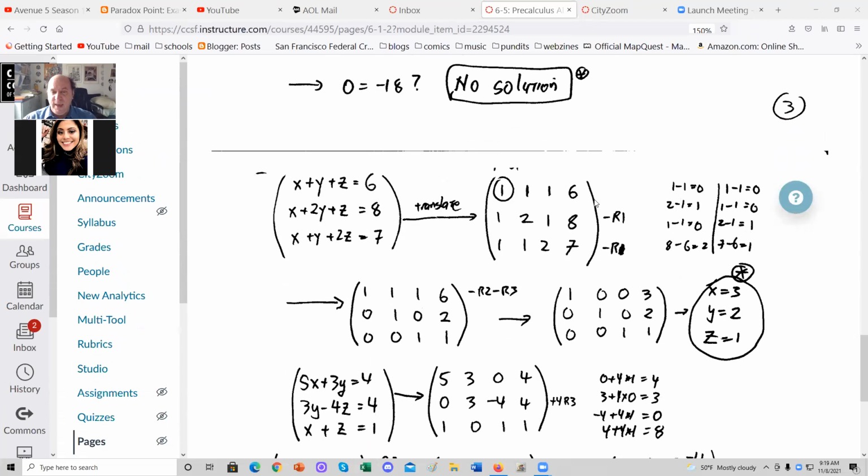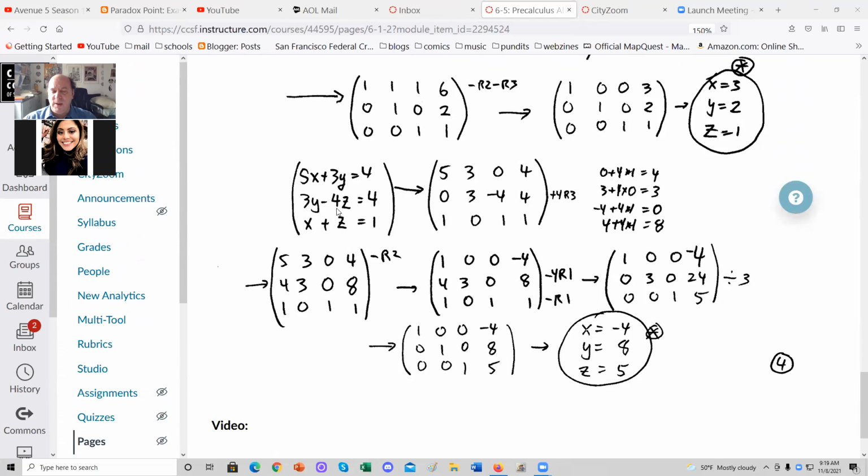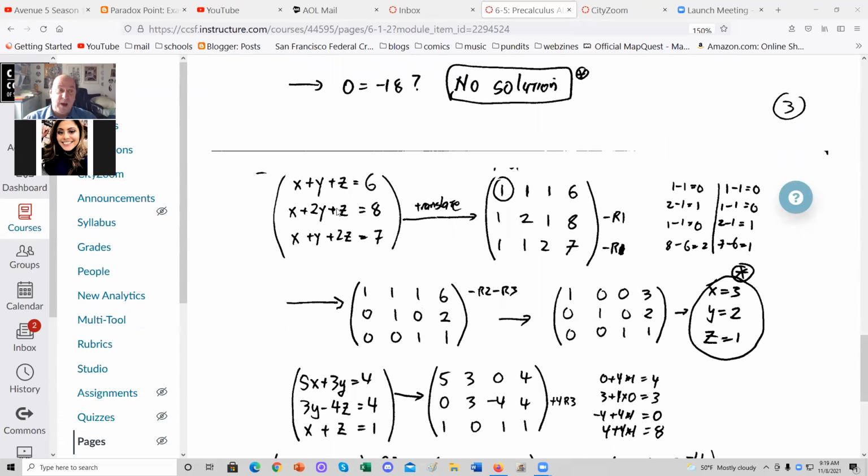Okay, here we have a 3 by 3 system, and it's much the same thing, only about twice the work. So 1x, 1y, 1z equals 6, 1, 1, 1, 6; 1x, 2y, 1z equals 8, 1, 2, 1, 8; 1x, 1y, 2z equals 7, 1, 1, 2, 7.